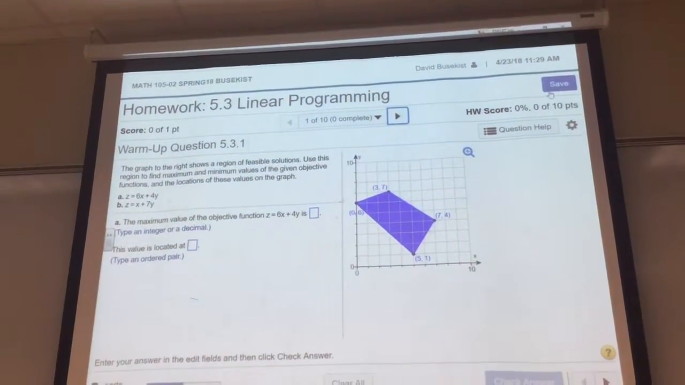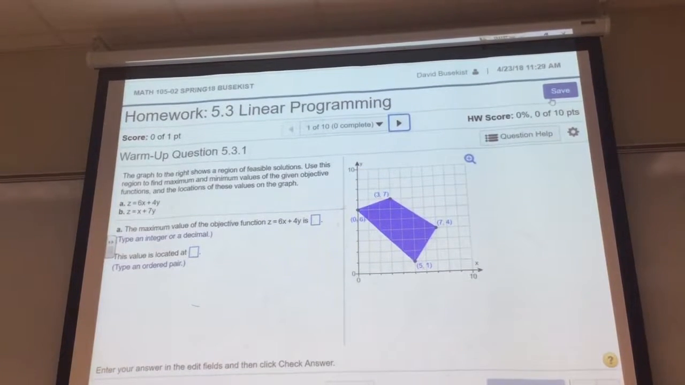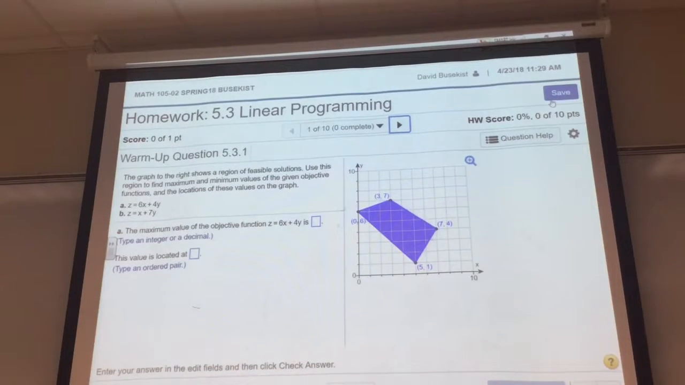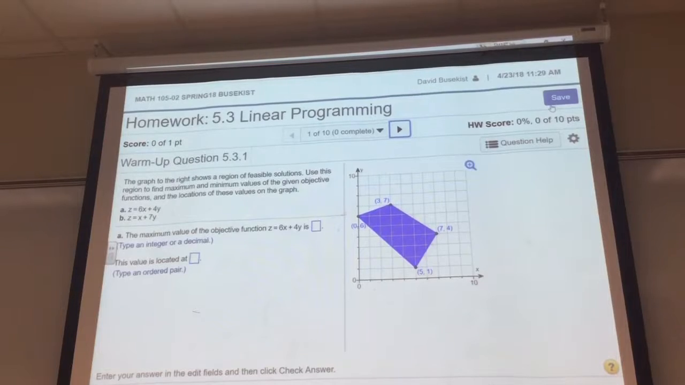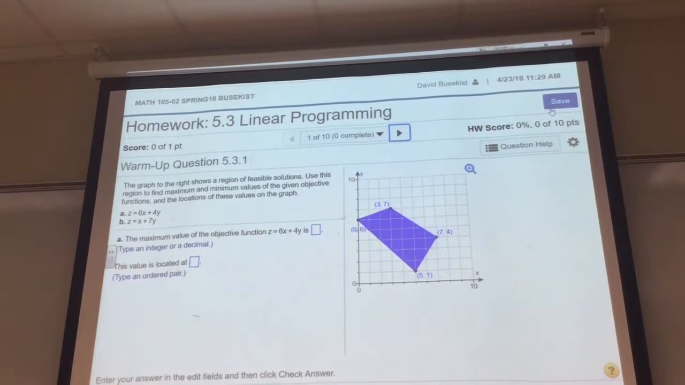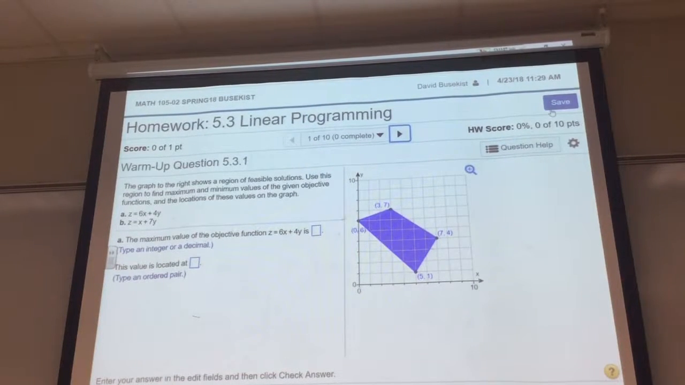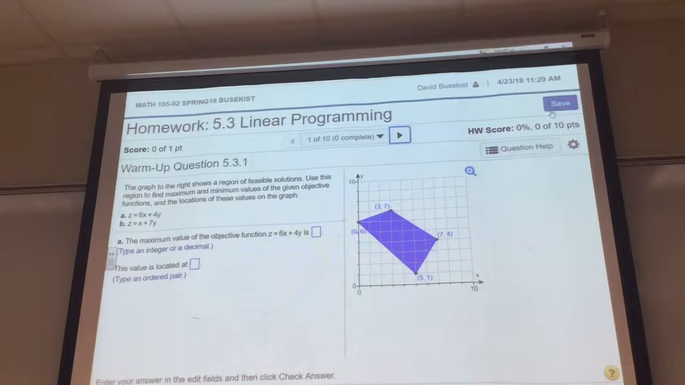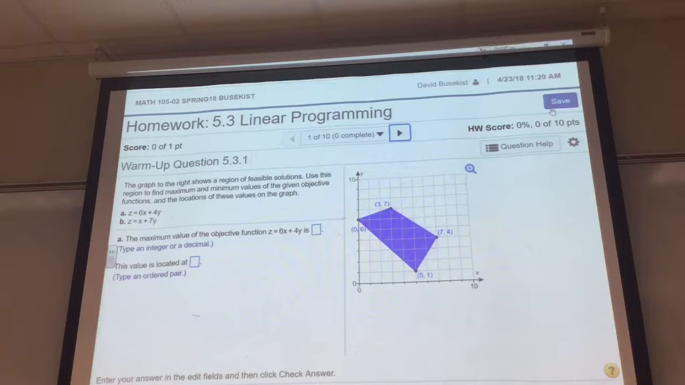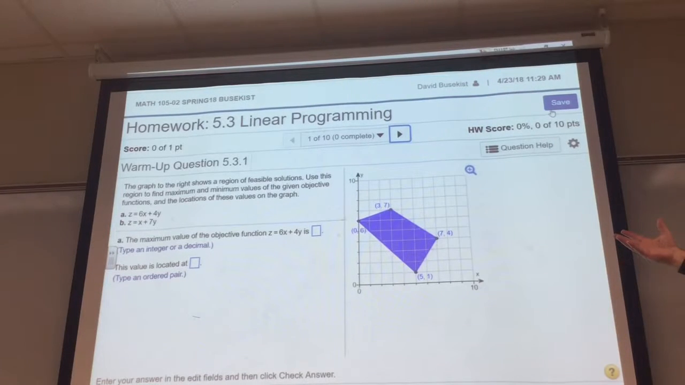The first problem was nice. They didn't give you a set of systems, but they graphed the problems for you. They found all the corner points. They told you what was the feasible region. How do you know that? They shaded a region, and they gave you the corner points. They listed them for you on the graph. They didn't even force you to read them off the graph.